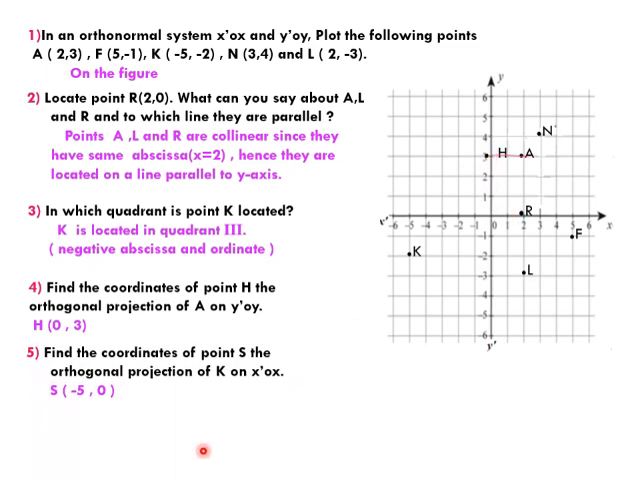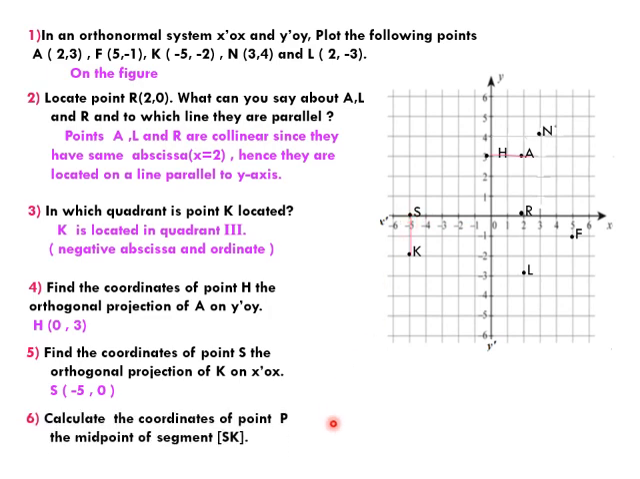Number 5. Find the coordinates of point S, the orthogonal projection of K on x prime or x. We draw a line perpendicular now to x prime or x passing through K. The intersection of the two lines is point S. S has coordinates -5, 0.